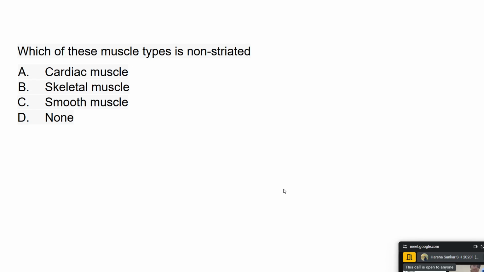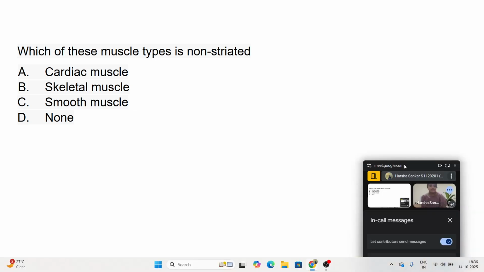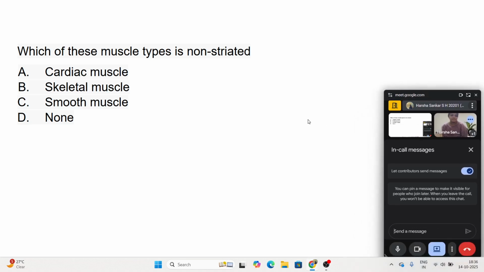Which of these muscle types is non-striated? Option A, cardiac muscle. Option B, skeletal muscle. Option C, smooth muscle. Option D, none. Non-striated is the question. Which of these muscle types is non-striated? Which means maybe the other two options have some striations and only this muscle doesn't have any kind of striations.